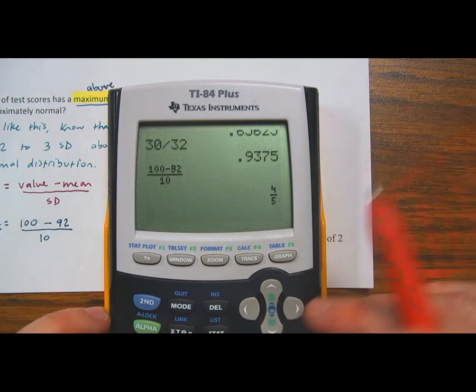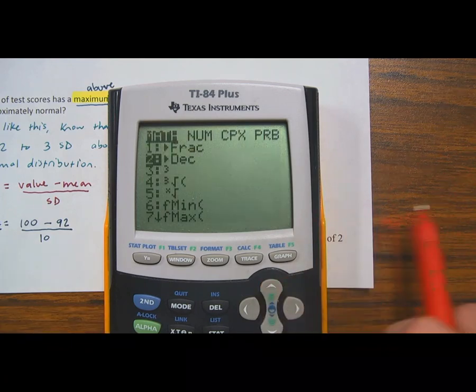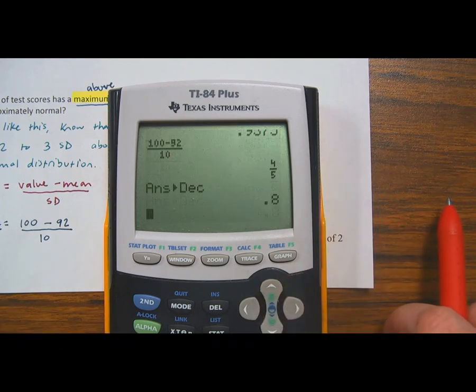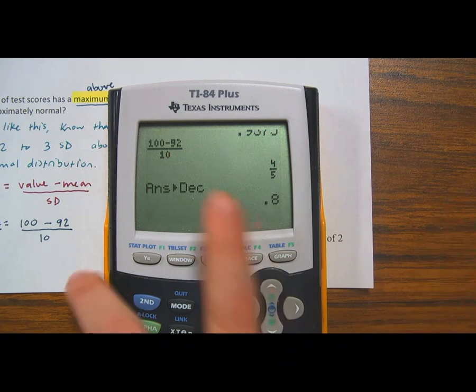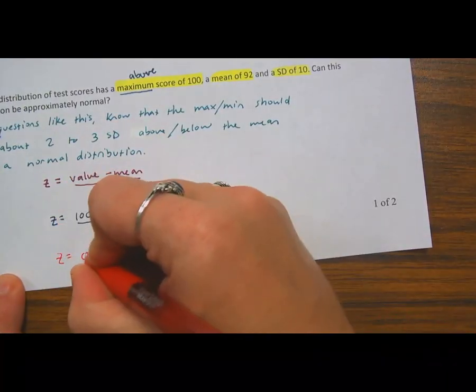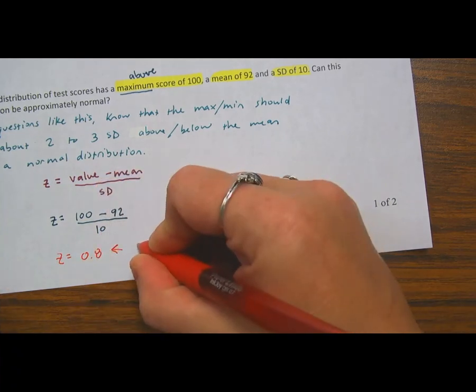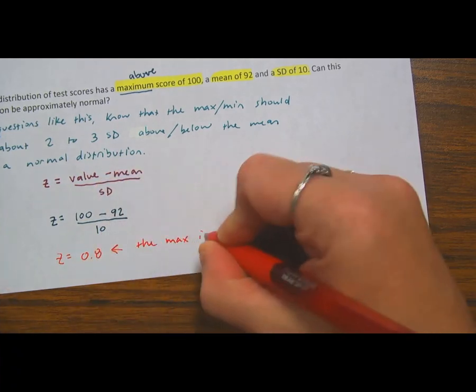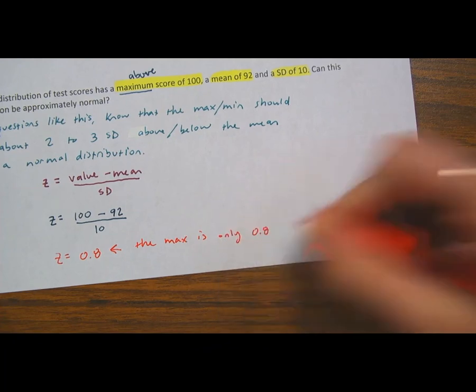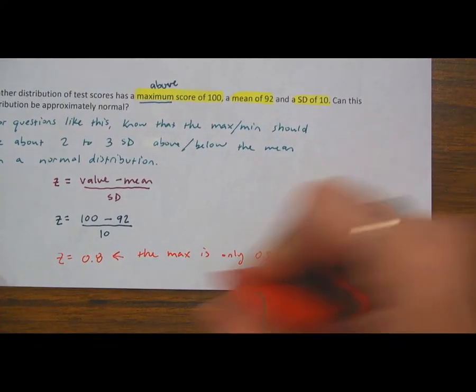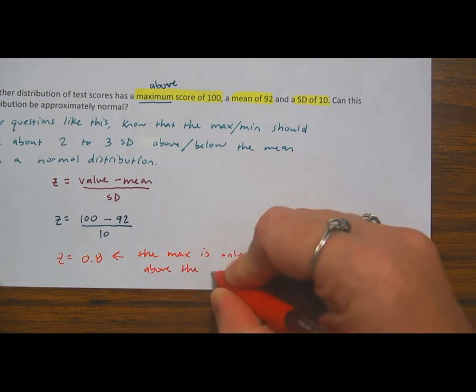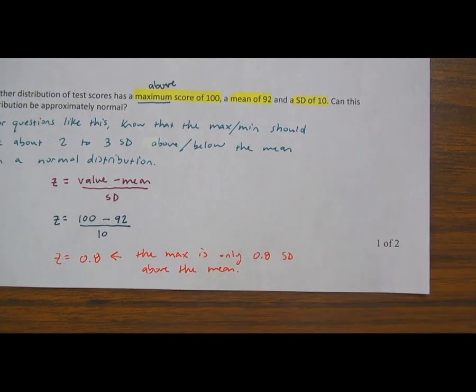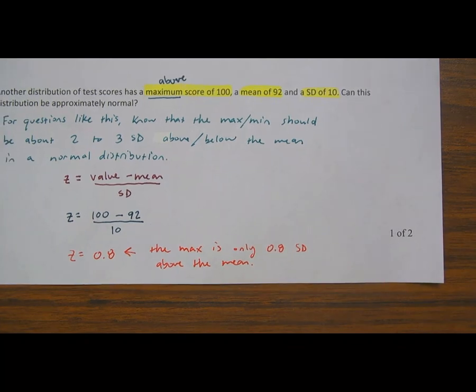If you get a fraction, hit math. Tell your calculator I want it as a decimal. And we got 0.8. That means the maximum is not even 1 whole standard deviation above the mean. There's no way that this distribution of test scores could be approximately normal, because again, our answer should have been somewhere in the 2 point something to 3 range.